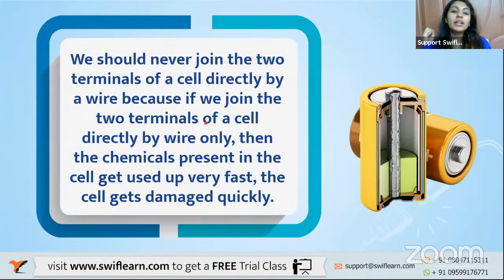So one thing that we should be very careful about is that we should never join the two terminals of a cell directly by a wire. Why? Because if we do that, then the chemicals present in the cell will be used up very fast and the cell will get damaged, right? So we should never connect the two terminals of a cell directly by a wire. Understood?